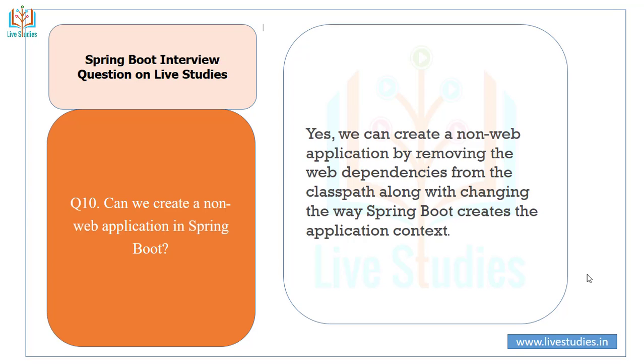We can create a non-web application by removing the web dependency from the classpath, along with changing the way Spring creates the application context. In Spring Boot, to create a non-web application, implement CommandLineRunner and override the run method.